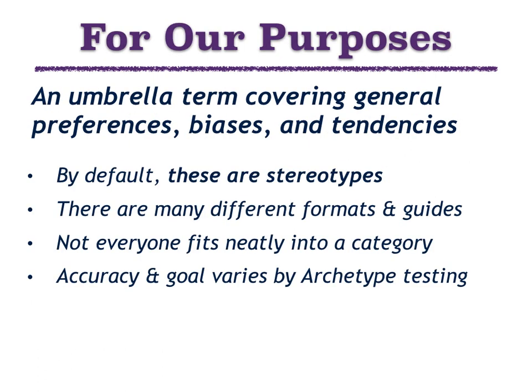And so really what we're talking about in even simpler terms is this umbrella concept or idea about preferences, biases, and tendencies. And these are by default stereotypes. Now there are good stereotypes and bad stereotypes, but at their root, most stereotypes have some kernel of truth that's built around them. Otherwise, they would not have endured for as long as they have.